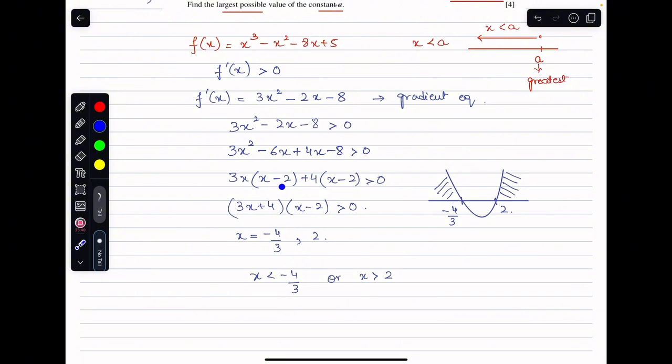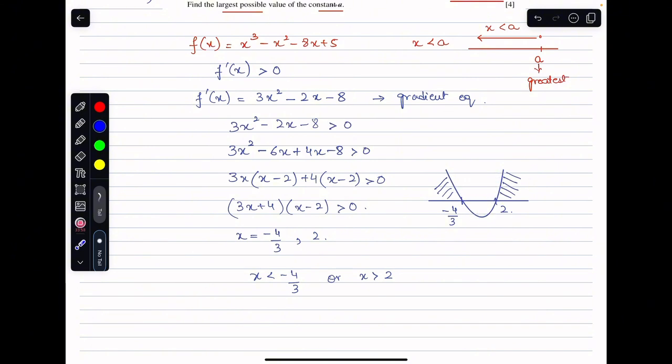I'm left with x minus 2 common, so (3x plus 4)(x minus 2) needs to be greater than 0. So this was a quadratic equation which needs to be greater than 0. So for the quadratic equation, the curve is here.